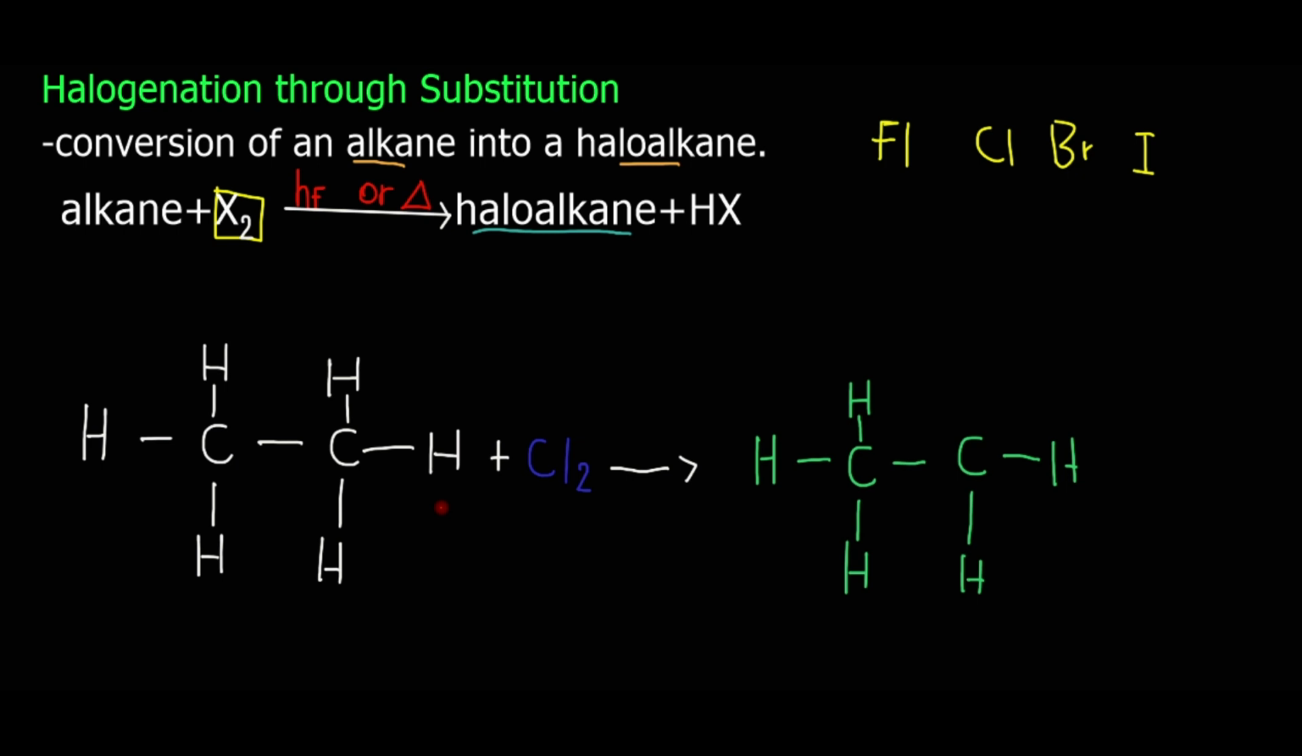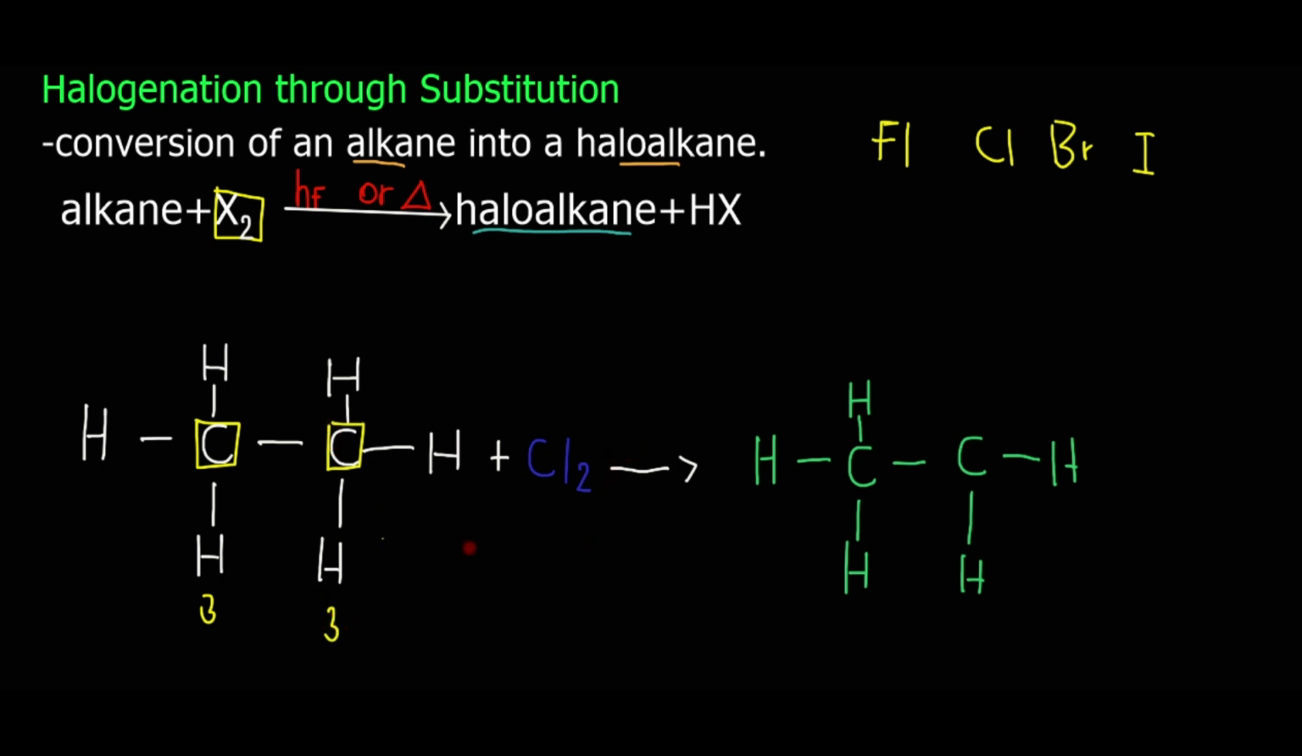But what if you have something like this one? Look at this alkane. We know that for a substitution we will take a halogen and substitute it for a hydrogen, on the carbon that has less hydrogens. But look, this carbon has 3 hydrogens, and even this carbon has 3 hydrogens.